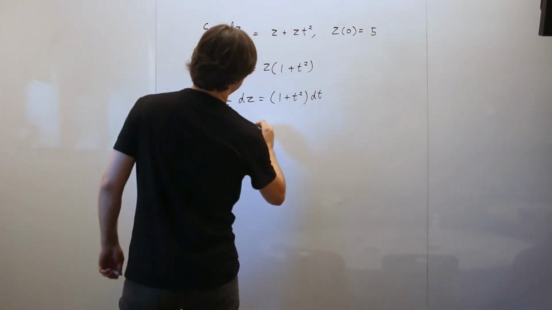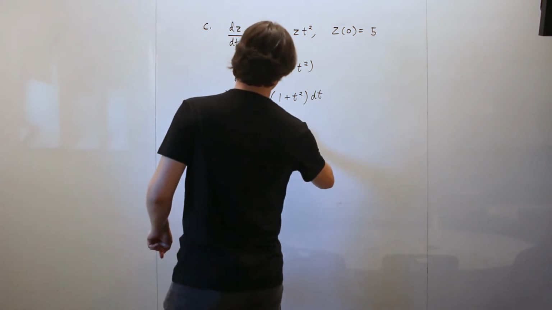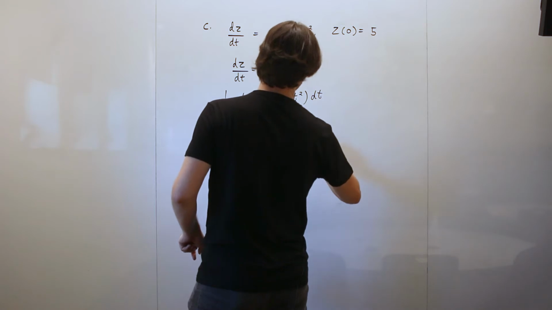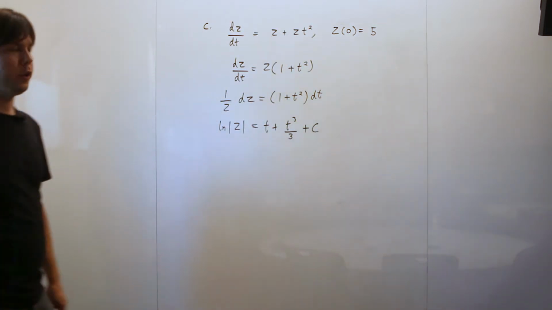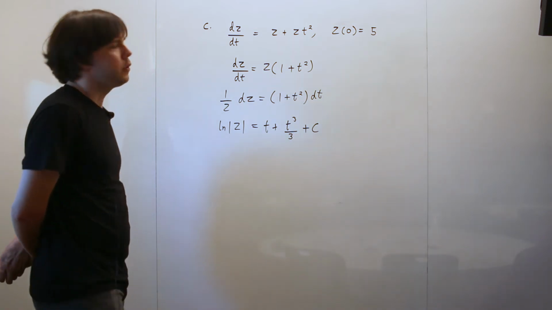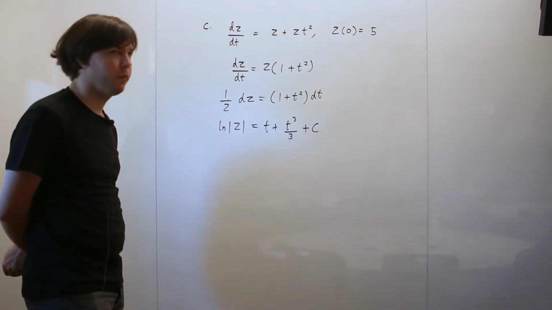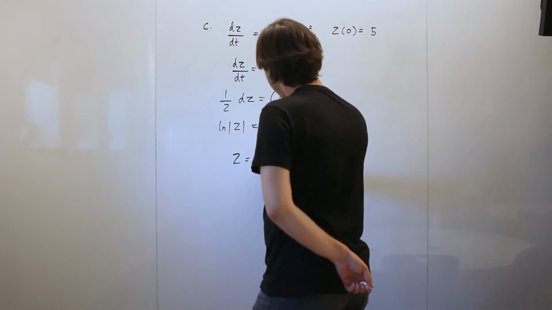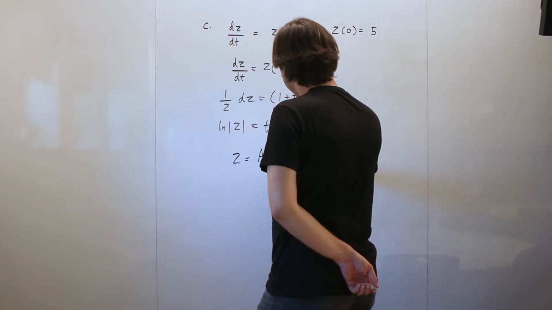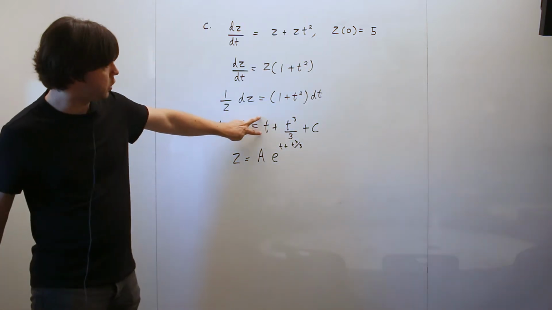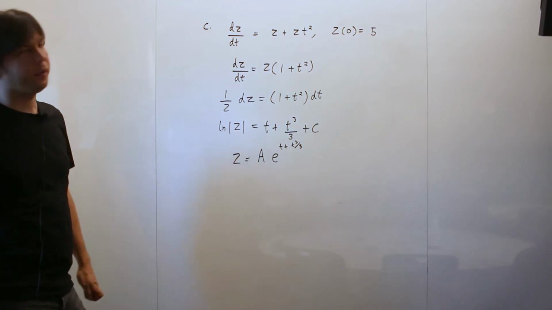The integral of the right-hand side, well, integral of 1 is t. Integral of t squared is t cubed over 3. Don't forget our constant of integration. So why not? I will go ahead and exponentiate both sides. Just using exactly the same pattern as I did in the question before. So we've got z equals a real number times e to the t plus t cubed over 3. Just exponentiating there. Okay. Now we can apply our rule.